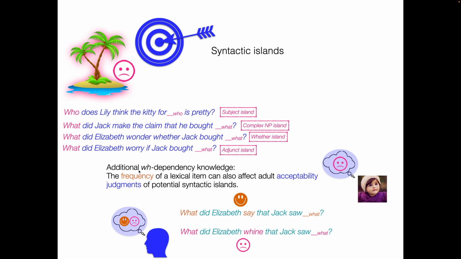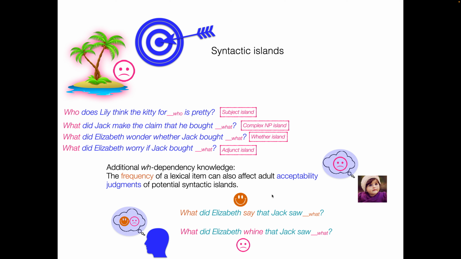When we go back to adults, it turns out that the frequency of a lexical item like the verb say or whine can also affect adult acceptability judgments of potential syntactic islands. In particular, adults are usually pretty happy with what did Elizabeth say that Jack saw, but it starts to feel more islandy if you say, what did Elizabeth whine that Jack saw? It starts to feel not so good, and that's really just changing what verb you're using, right?